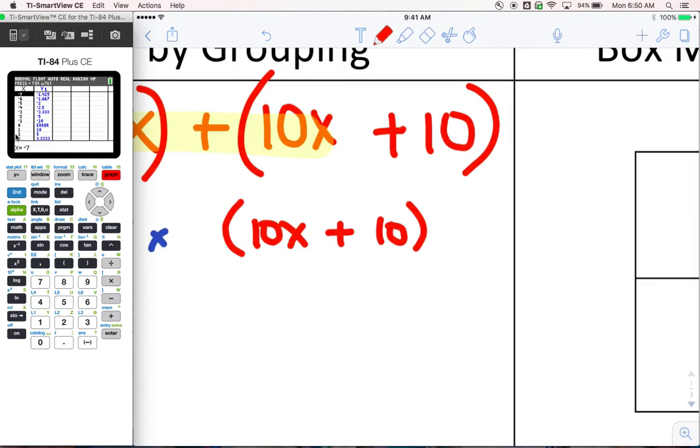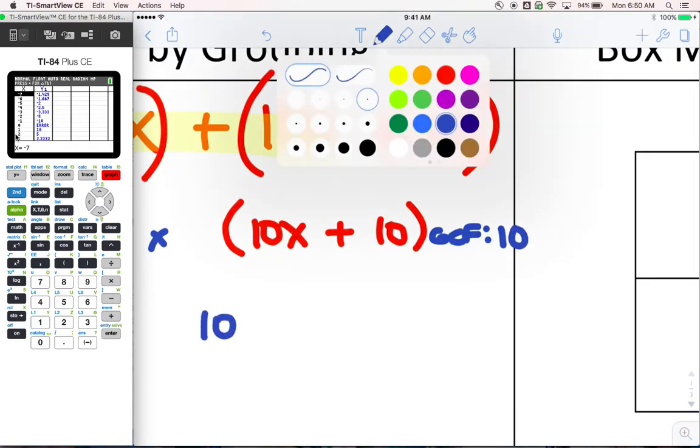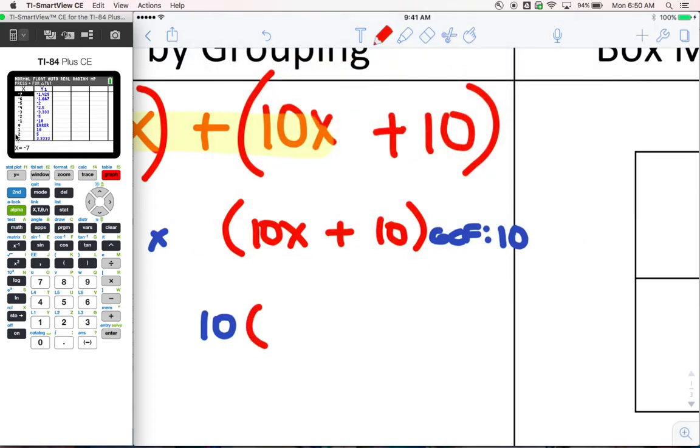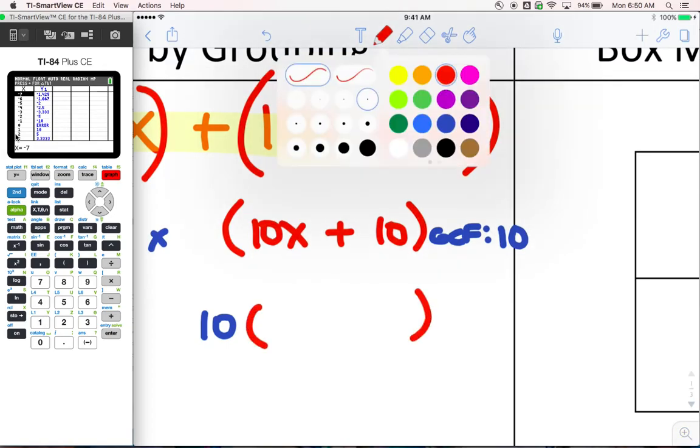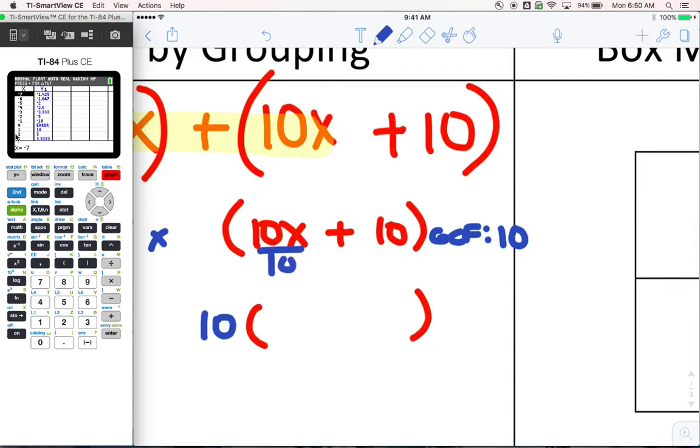10x plus 10. Okay, my GCF here is, well, I have x here, but no x here, so I can't use x. But I have 10 in both, right? Both of those numbers are divisible by 10. So 10 is going to be my GCF. That's the number that I'm going to pull out and put on the outside. So now we have to figure out, if I take out that 10, what's left over? Well, 10x divided by 10 leaves me with just x, and then 10 divided by 10 is just 1.